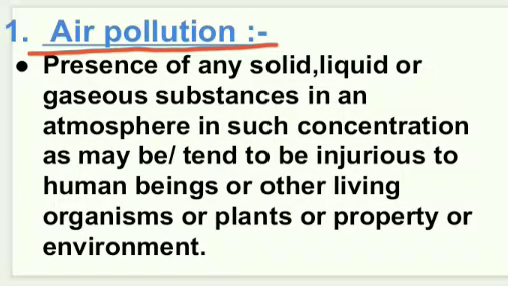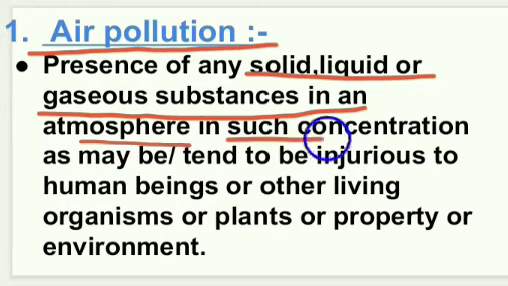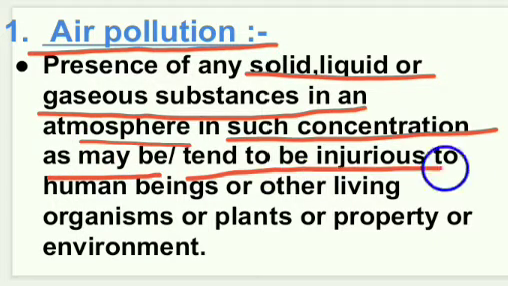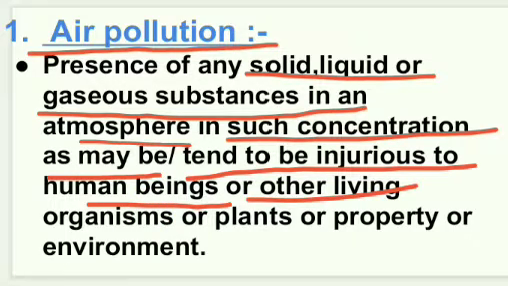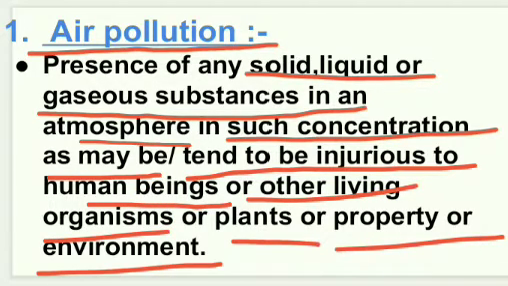As per Air Act 1981, the Air Prevention and Control of Pollution Act 1981, which is also called as Air Act. So according to this act, definition of air pollution is presence of any solid, liquid or gaseous substances in an atmosphere in such a concentration as may be or tend to be injurious to human being or other living organisms or plants or property or environment. So presence of any matter, solid, liquid or gases in an atmosphere in such a concentration which may be harmful to humans, which may be harmful to other living organisms, plants, animals, property or environment. So this is the definition of air pollution.